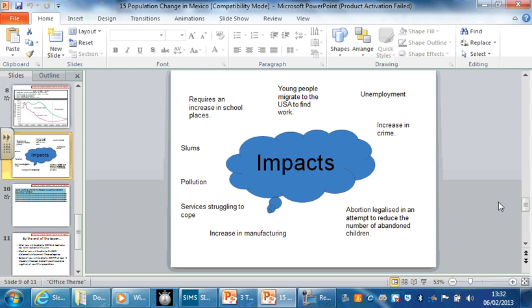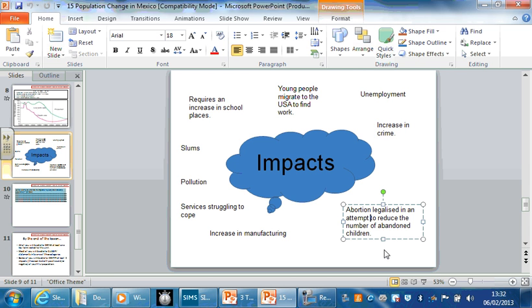Then we've also got in the bottom corner there, abortion legalized in an attempt to reduce the number of abandoned children. So Mexico is a Catholic country, so abortion was illegal, but they've had to legalize it because of the amount of babies that have been abandoned due to this increasing population. So recently, those abortions have been legalized. Okay, but those are all the negatives.